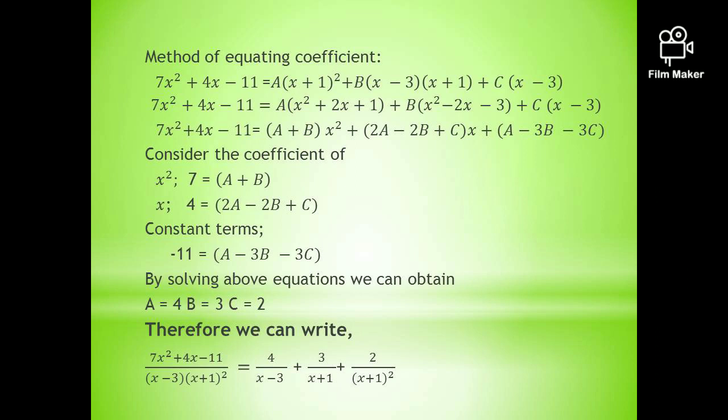With that you can equate the coefficient of x squared from the left hand side to the right hand side. From the left hand side, 7x squared, that is 7, equals the right hand side a plus b x squared, that is a plus b. So you can write 7 equals a plus b. If you consider the x terms, 4 equals 2a minus 2b plus c. If you consider the constant terms, minus 11 equals a minus 3b minus 3c.